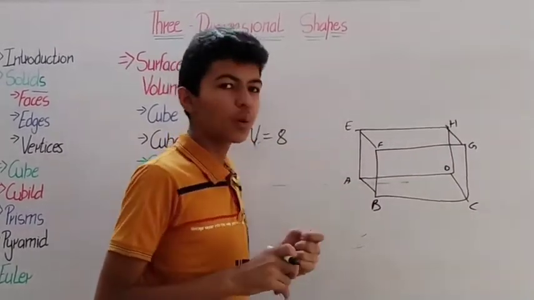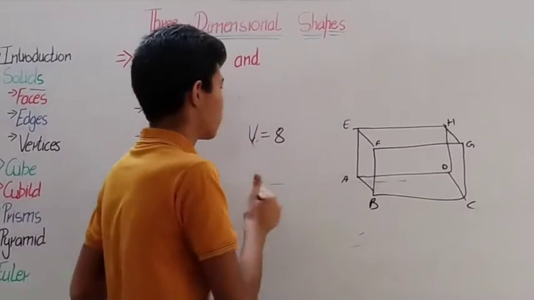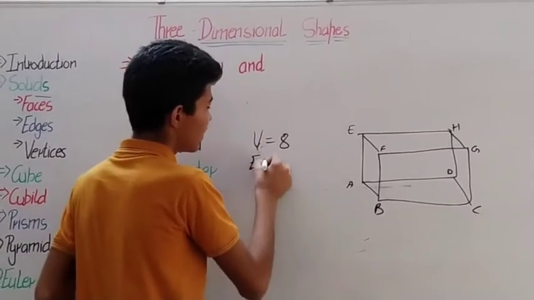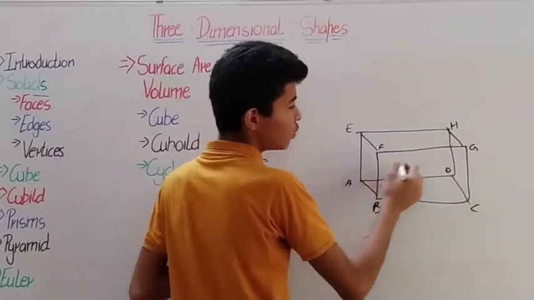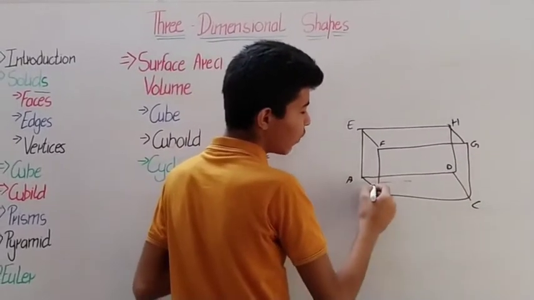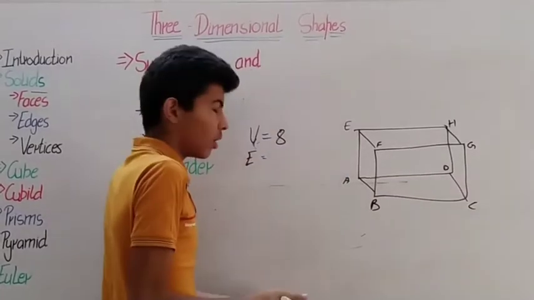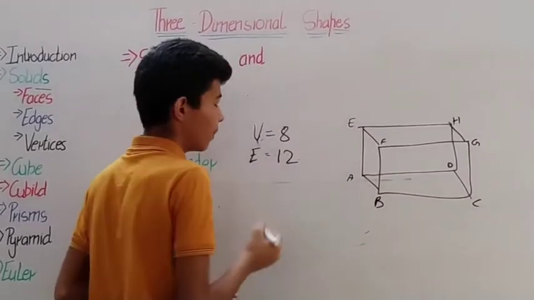Now if we count the number of edges, which is the number of lines, we get 1, 2, 3, 4 on the top, 1, 2, 3, 4 on the middle lane, and 1, 2, 3, 4 on the bottom lane, that is equal to 12.